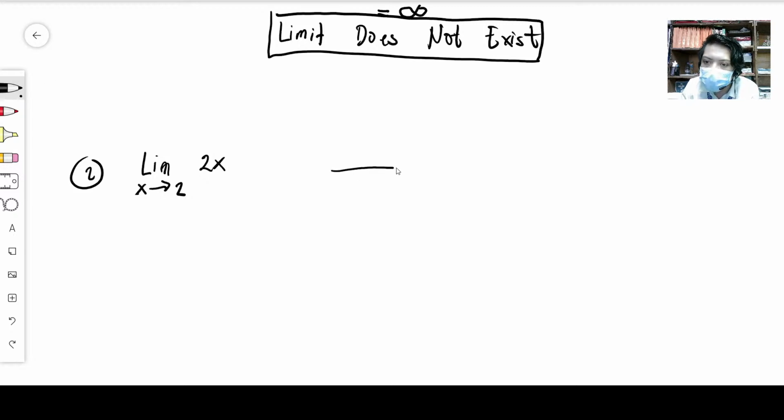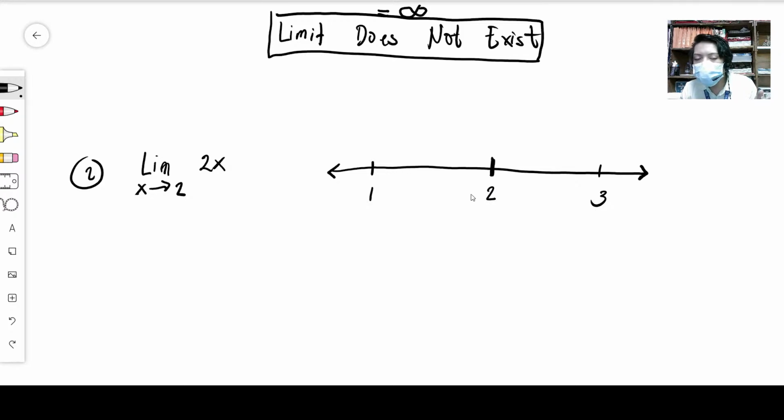On a number line, see, this is the number line. Say for example, this is number 2 and 3, to the left of 2 is 1, and so on and so forth. So when we say the left hand limit, as x approaches 2, it could approach from the left, or also it could approach from the right.